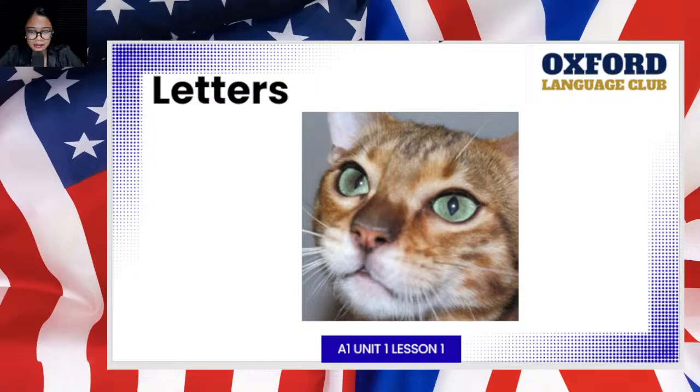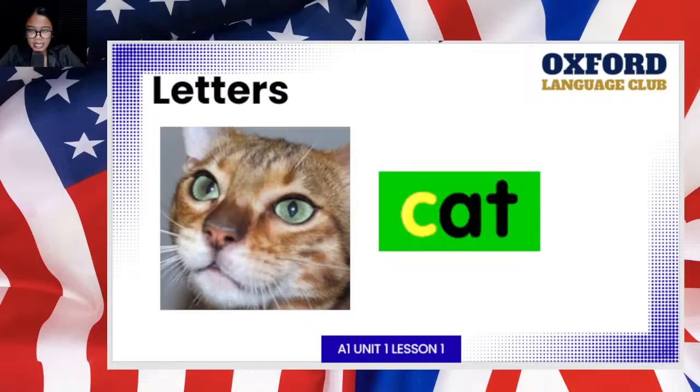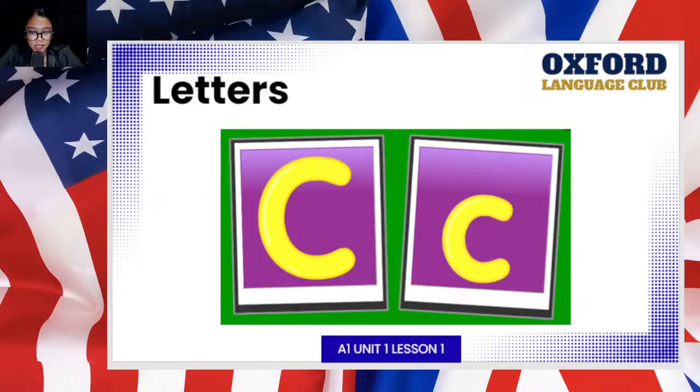Oh, what's this animal? That is a cat. Again, cat. What's the first letter in the word? Letter C. How do we pronounce it? What's the word? Cat. Again, cat. Okay, next. Again, our letter is letter C, the third letter in the alphabet. How do we pronounce it?